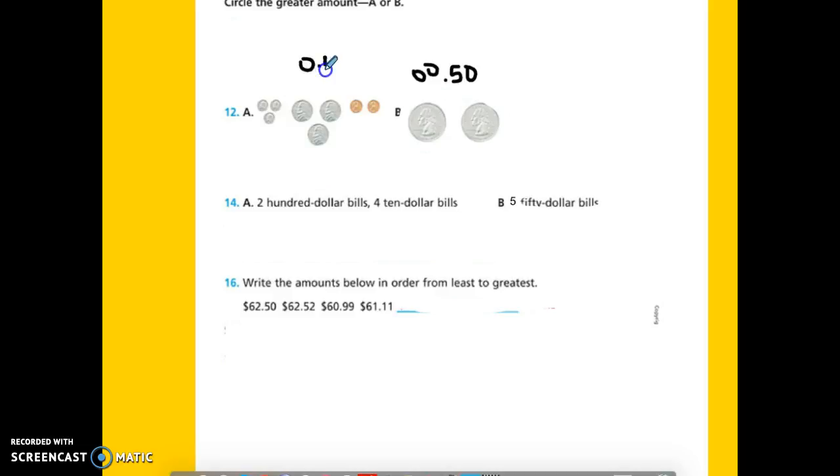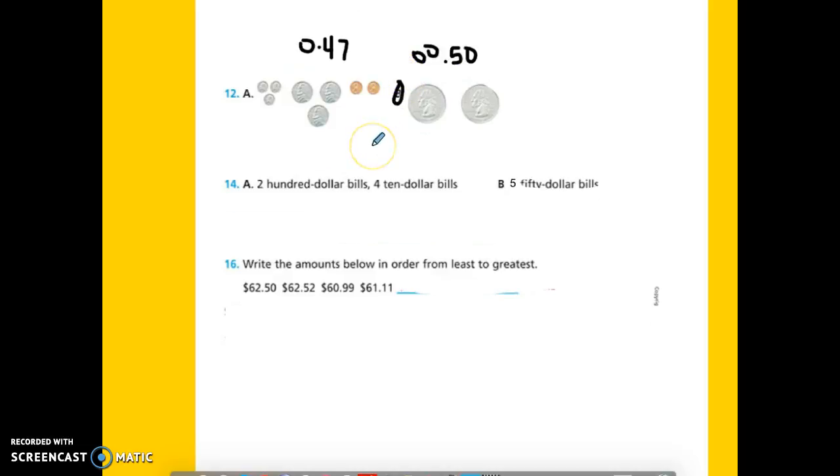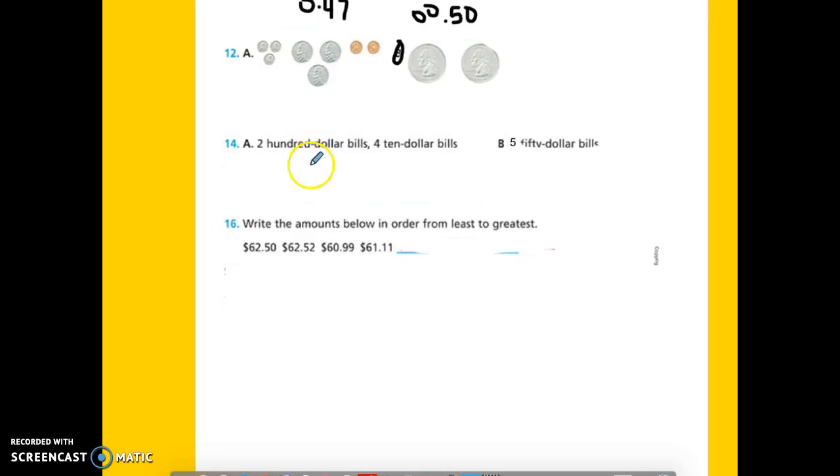So which one is bigger, A or B? And the answer is B. I want the 50 cents over the 47 cents. Okay? All right, go ahead and try this one on your own. You have a $200 bill, 4 $10 bills, or you have 5 $50 bills. Which one is greater?